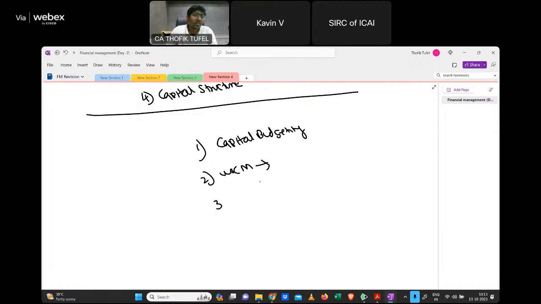Then the third chapter where students face difficulty is ratios. Ratios is again the same, where people face difficulty in solving problems, not in understanding. Understanding is very easy, but solving problems is where people face difficulty. So for these 3 chapters alone, I would request you to solve different questions from different sources.